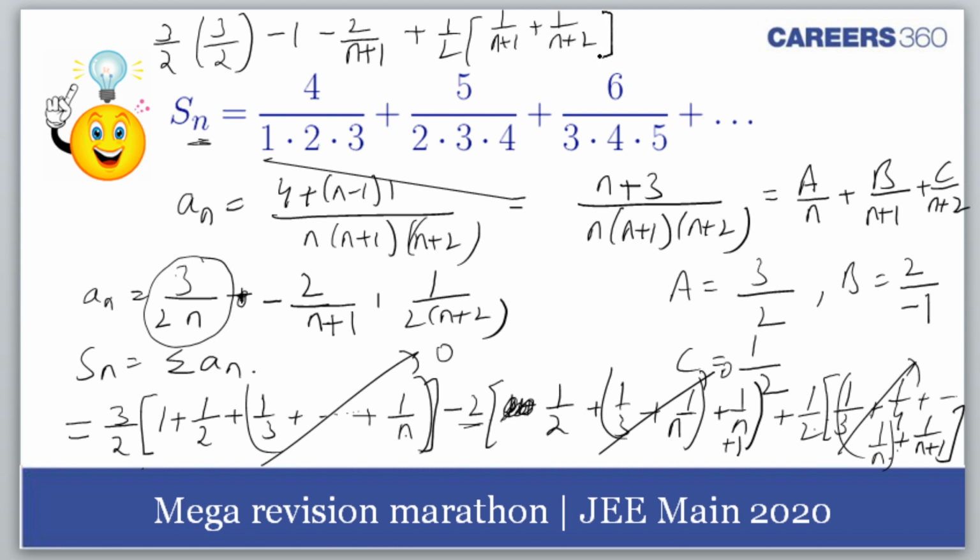This is what we are left with. So this is the sum which we are looking for. 2 and this becomes 9 by 4. So this is 9 by 4 minus 1. 9 by 4 minus 1 is what? 5 by 4.